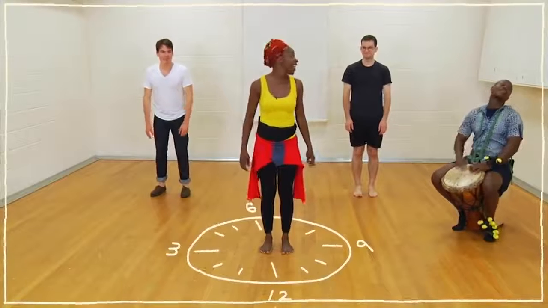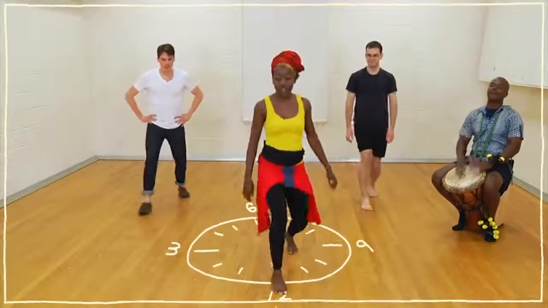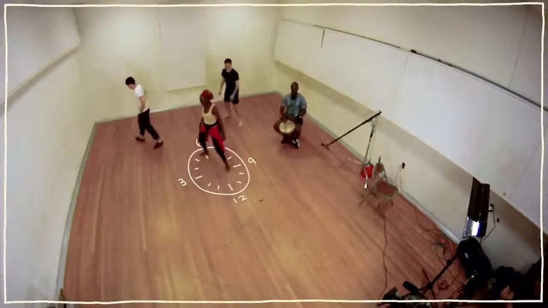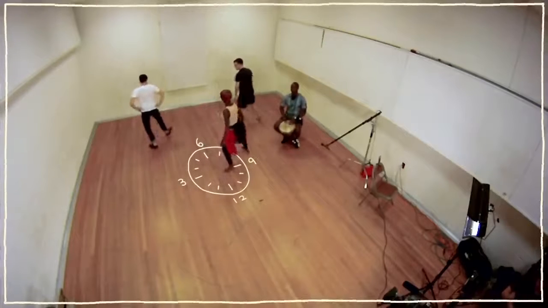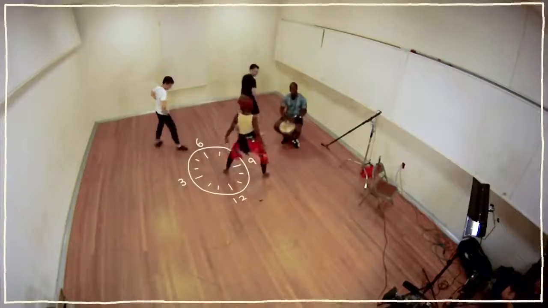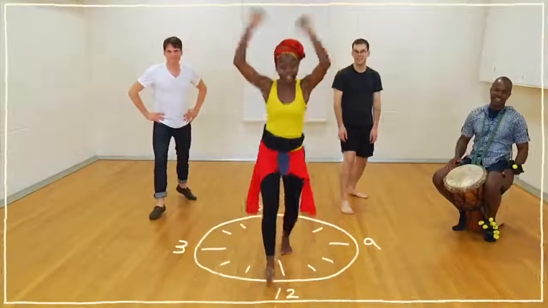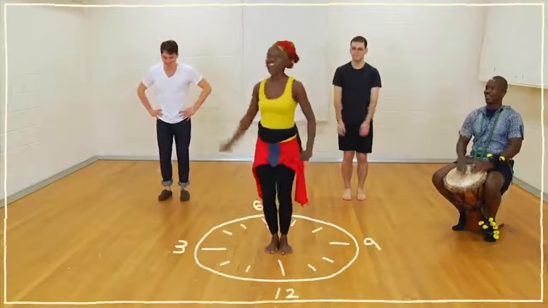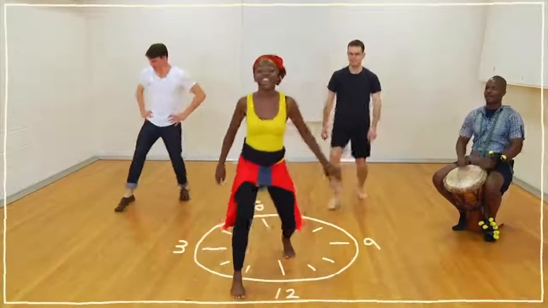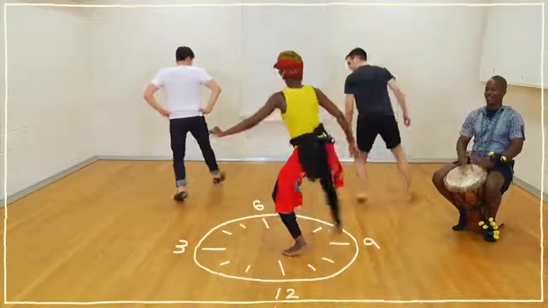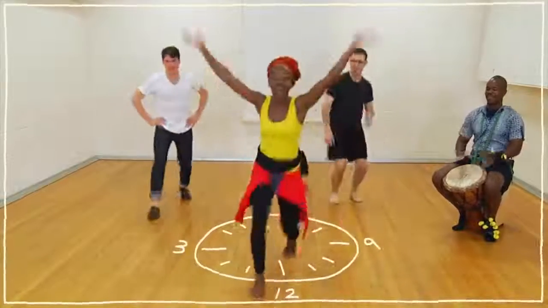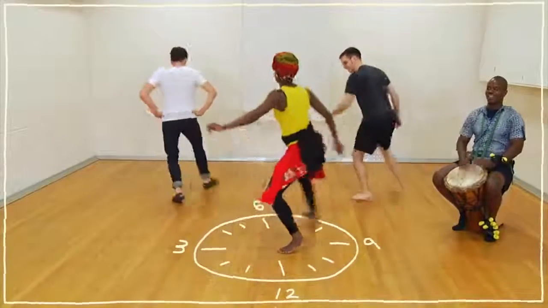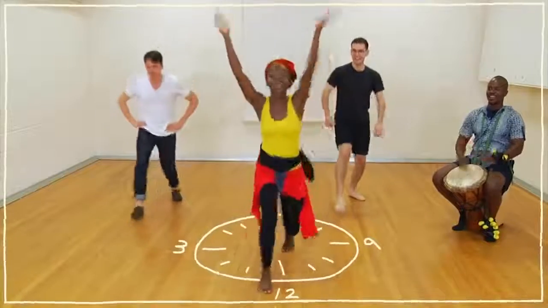5, 6, 7, 12. 1, 2, 3, 4, 5, 6, 7, 8, 9, 10, 11, 12. Right? Double time. 12, 1, 2, 3, 4, 5, 6, 7, 8, 9, 10, 11, 12. Again, 12, 1, 2, 3, 4, 5, 6, 7, 8, 9, 10, 11, 12, right?